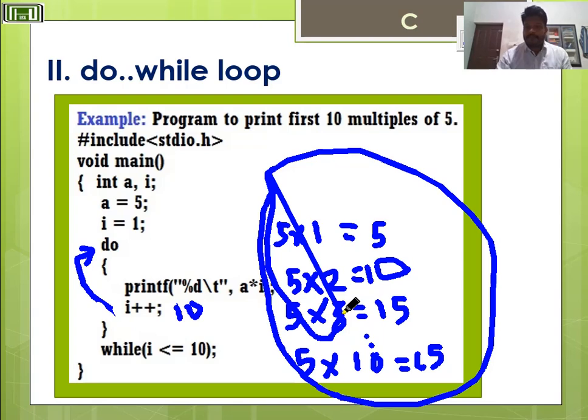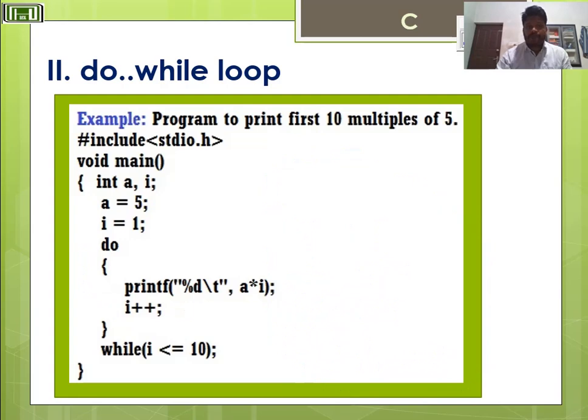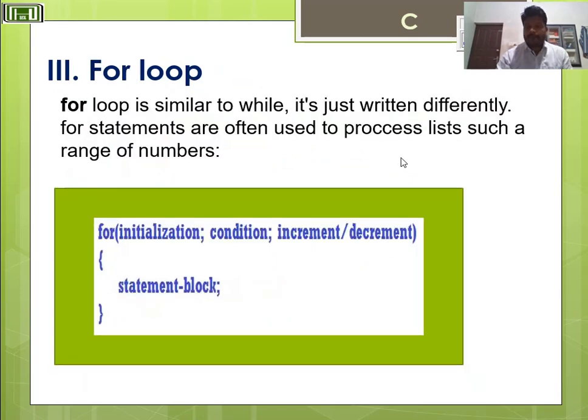So this is the explanation of do while loop. Now we are going to discuss the next looping statement, that is for loop. It is similar to while, it is just written differently. For statements are often used to process lists such as a range of numbers.